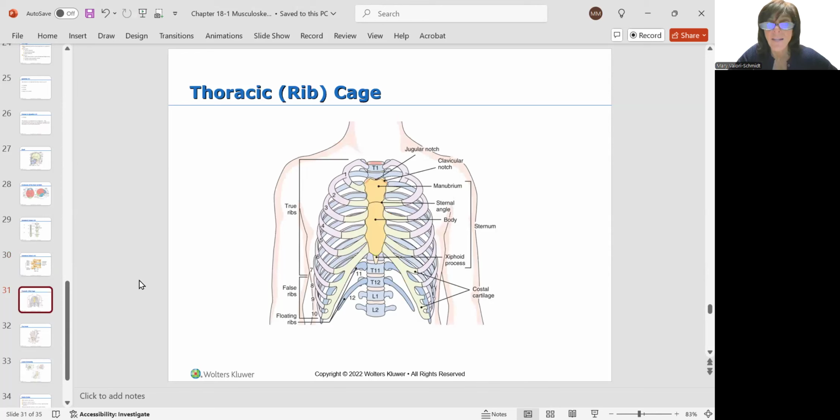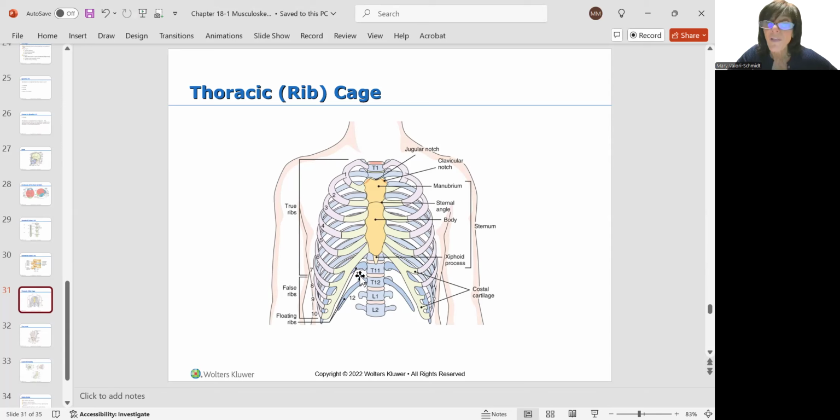And then next slide is your rib cage. So your rib cage is important because it protects your heart and your lungs, right? And it allows for movement. You have what they call true ribs, which are the first ones up through number 7. Then you have what they call false ribs, which are 8, 9, and 10. And 11 and 12 are floating ribs.